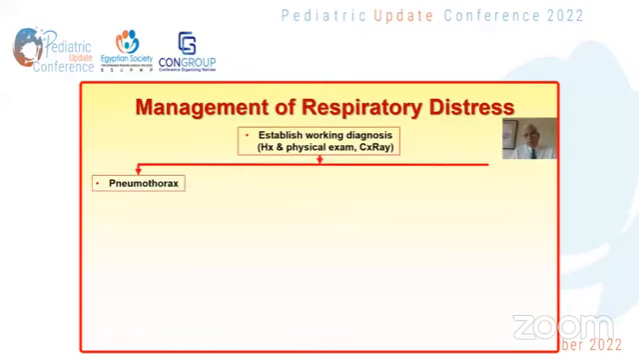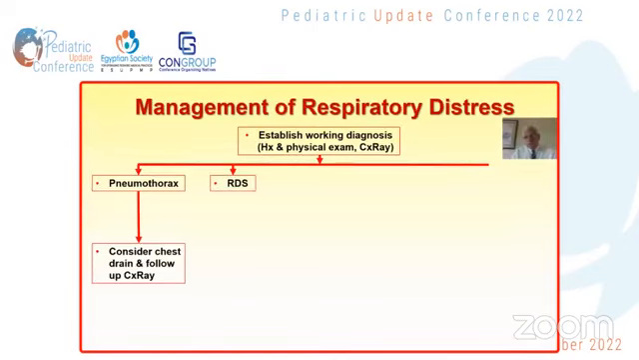So if you're dealing with pneumothorax, you should consider a needle in the chest, or draining, putting in a chest tube, depending on the severity of the pneumothorax and the respiratory distress, and do a follow-up x-ray. If you're dealing with RDS or hyaline membrane disease, you should consider giving a surfactant according to the degree of the respiratory distress and the amount of oxygen the baby is requiring.